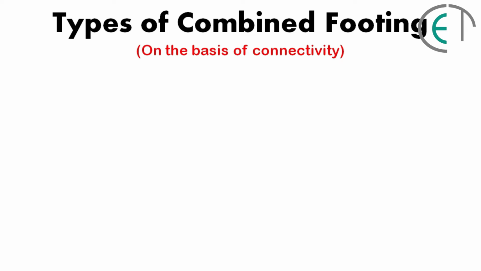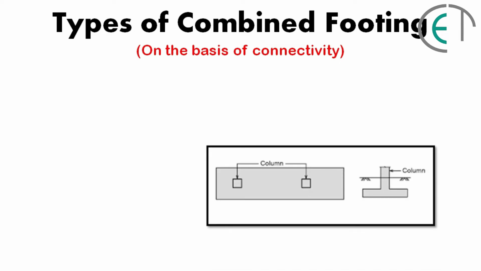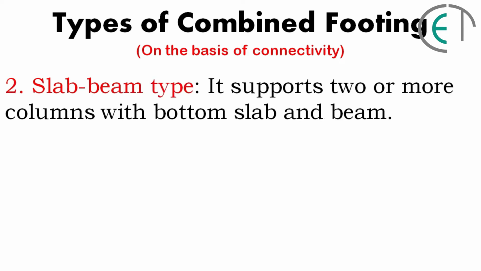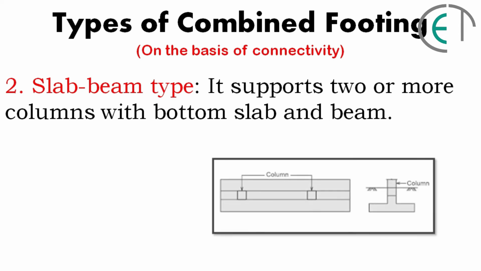Now we will classify the combined footing. We can classify combined footing on the basis of connectivity and on the basis of shape. Let's first discuss the classification on the basis of connectivity. The first type of combined footing is slab type. It supports two or more columns with a bottom slab only. The second type is slab beam type. It supports two or more columns with a bottom slab and beam.